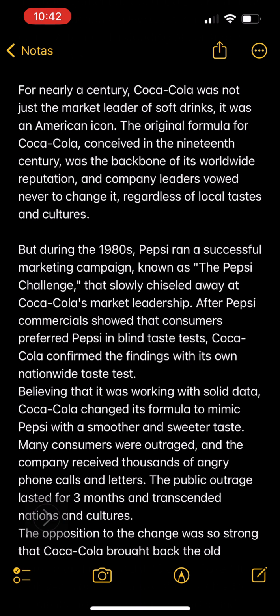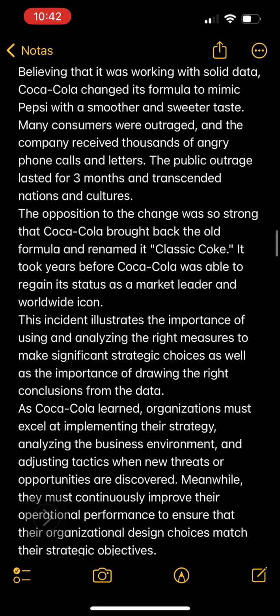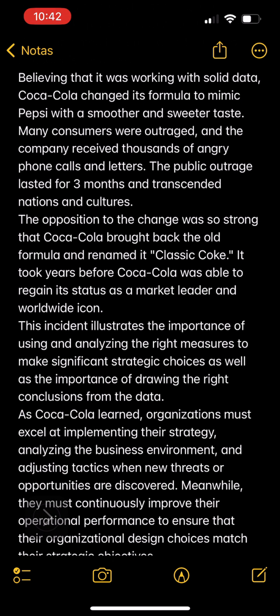But during the 1980s, Pepsi ran a successful marketing campaign, known as the Pepsi Challenge, that slowly chiseled away at Coca-Cola's market leadership. After Pepsi commercials showed that consumers preferred Pepsi in blind taste tests, Coca-Cola confirmed the findings with its own nationwide taste test. Believing that it was working with solid data, Coca-Cola changed its formula to mimic Pepsi with a smoother and sweeter taste. Many consumers were outraged, and the company received thousands of angry phone calls and letters.